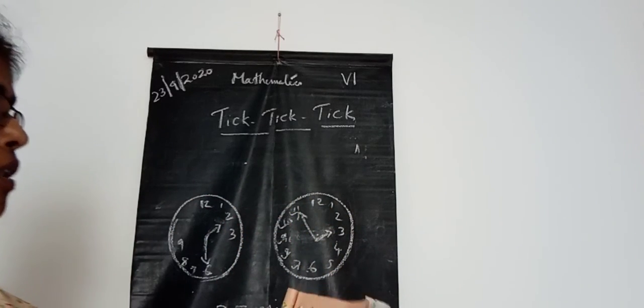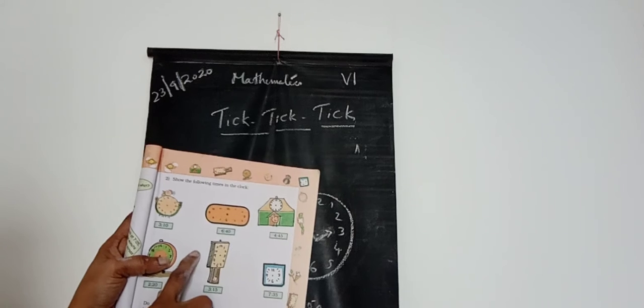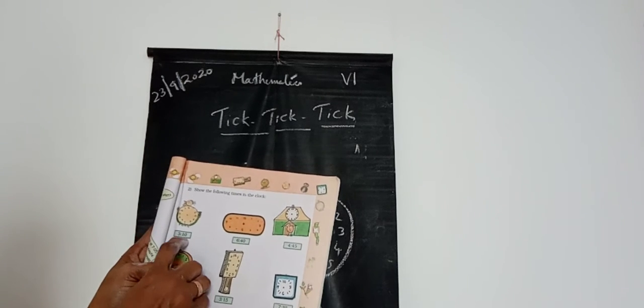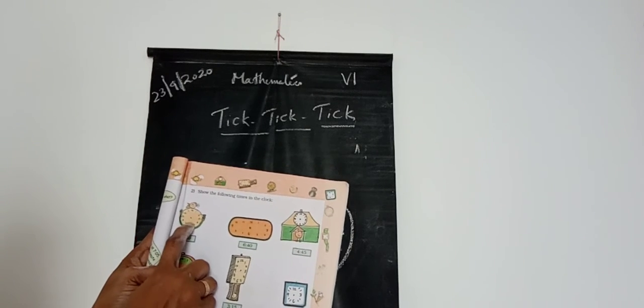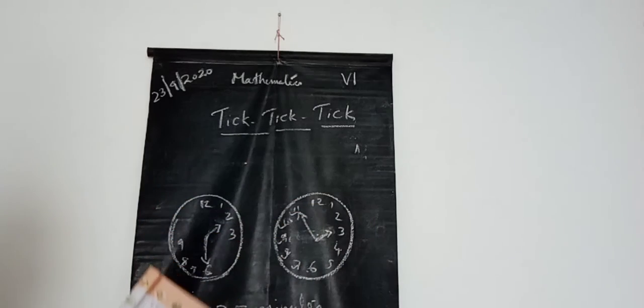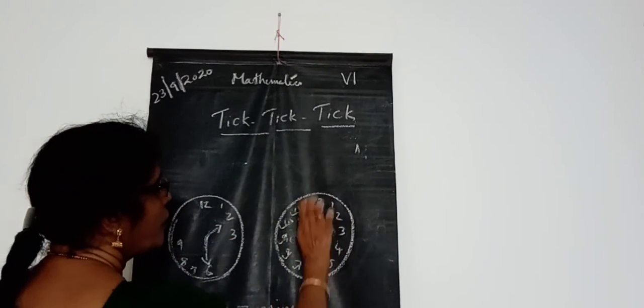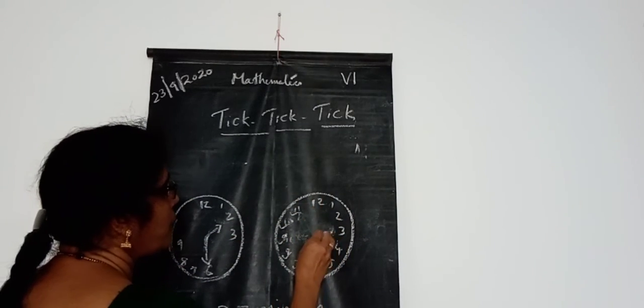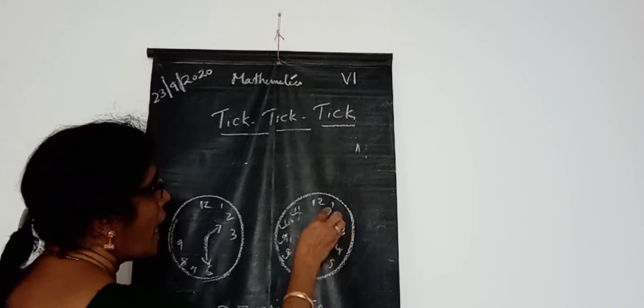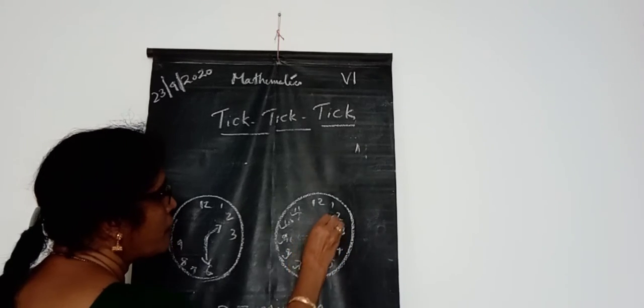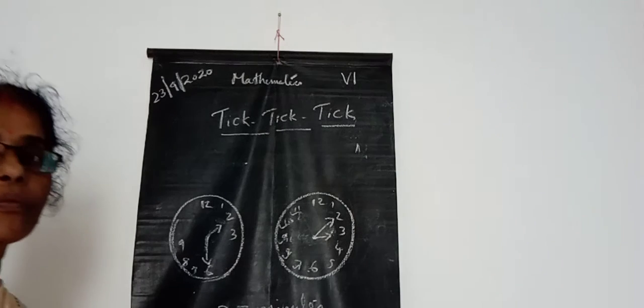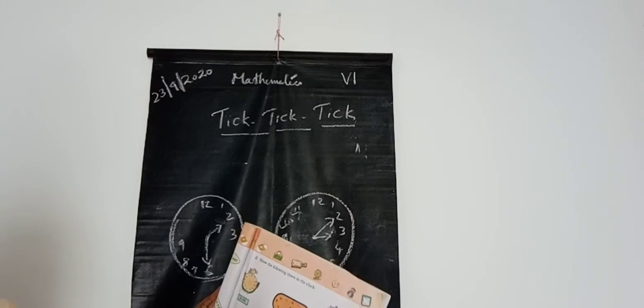And next, show the following times in the clock. You want to draw 2 hands for that. 3:10. Then 3:10 means you have to draw hands like this. 3:10 means small hand is 3 and 5, 10. Then minute hand is up to 2. Okay, 3:10. And what is next one?